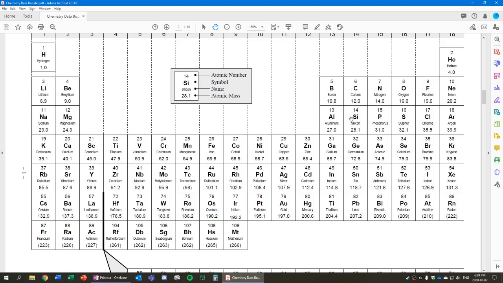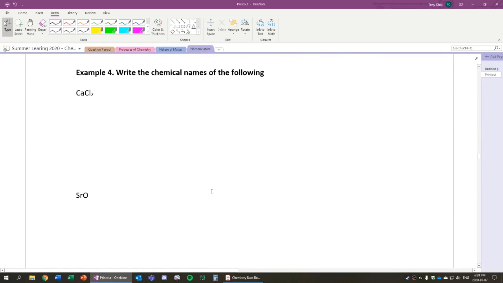The ones that hug the staircase, which are your semi-metals, are the ones that keep 2 syllables and then add "ide." So for example, silicon will be silicide. Arsenic is arsenide. Selenium is selenide, right? So those are the ones that keep 2 syllables. We don't worry too much about them. We're going to worry more about the non-metals, where we keep 1 syllable. So let's take a look at our first example.